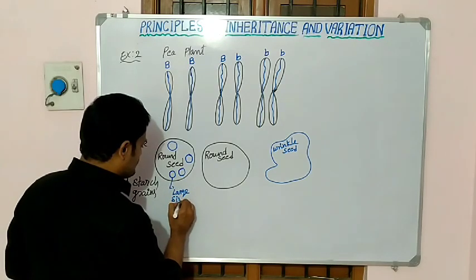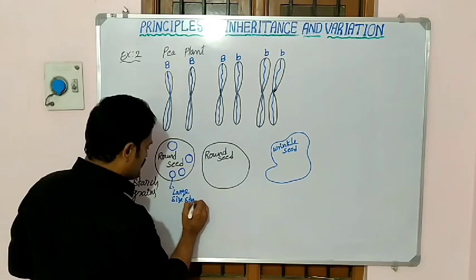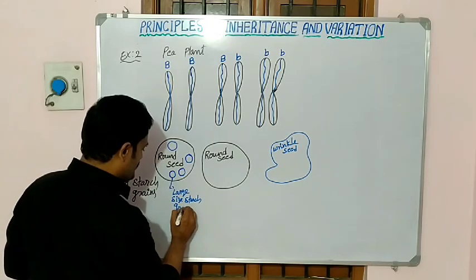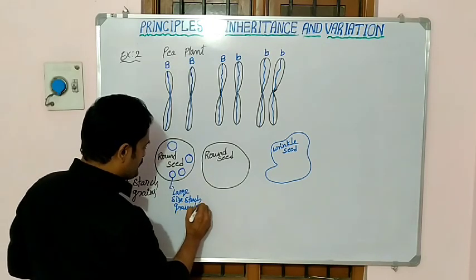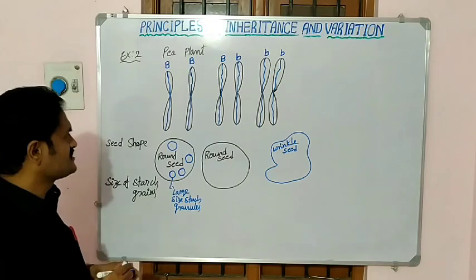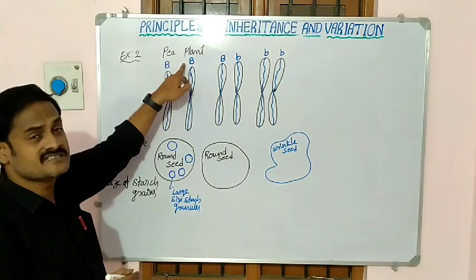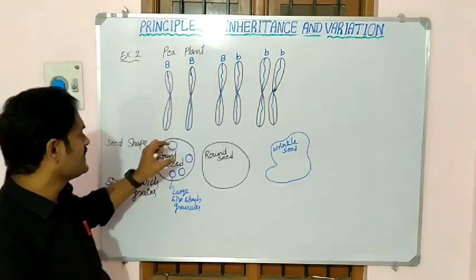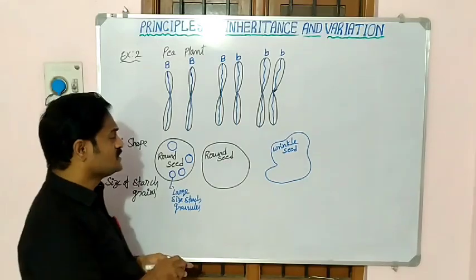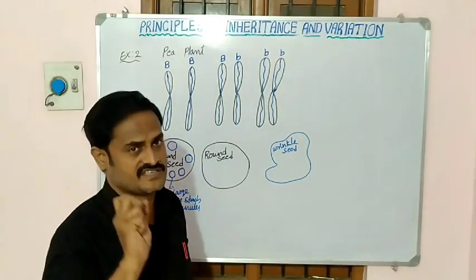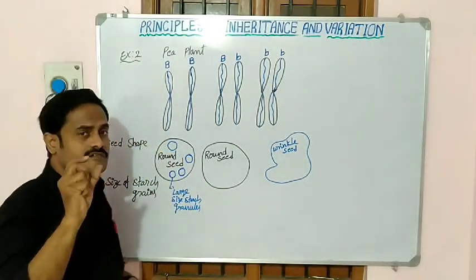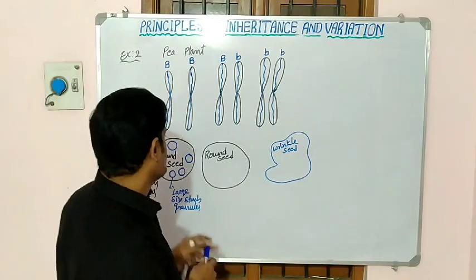Large size starch granules. It produces the large. Why large size? Here both alleles are dominant. Dominant is responsible for the formation of the large size. So large size is always the dominant character.